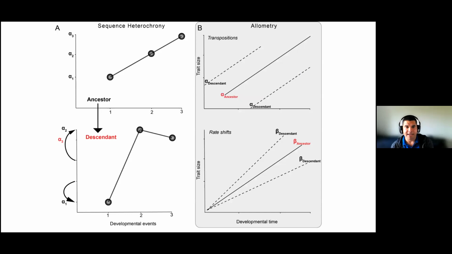And here's again what we saw. So if we're addressing the hypothesis of sequence heterochrony in the ancestral, which was the red jungle fowl, in the descendant breeds, we did see a little bit of shifting, but not a whole lot. And then the next thing that we wanted to test was if there were changes in the allometry of traits, in the growth rates of individual traits.